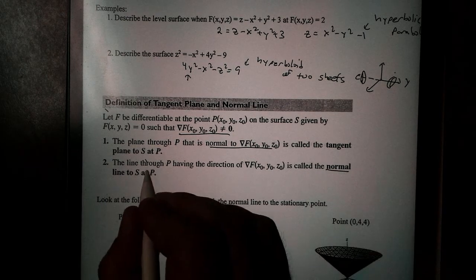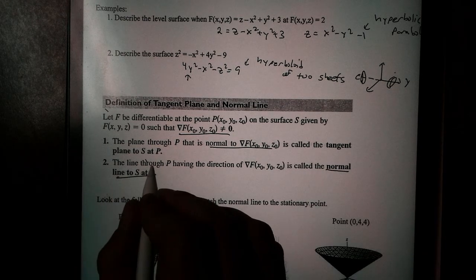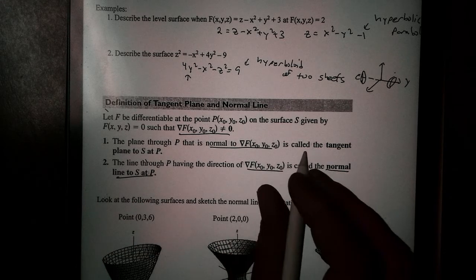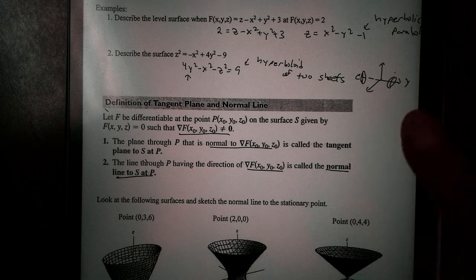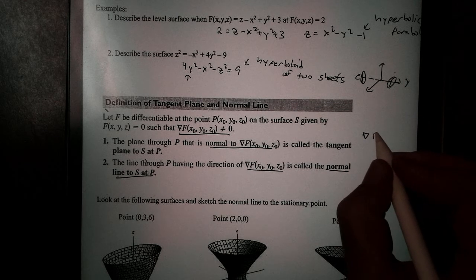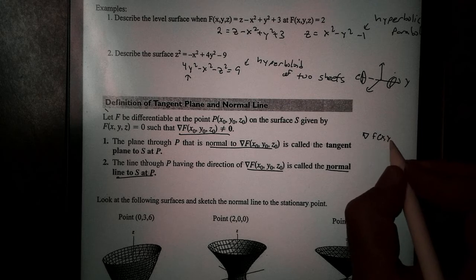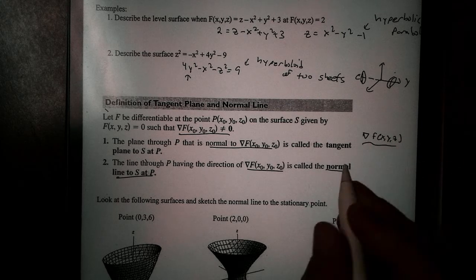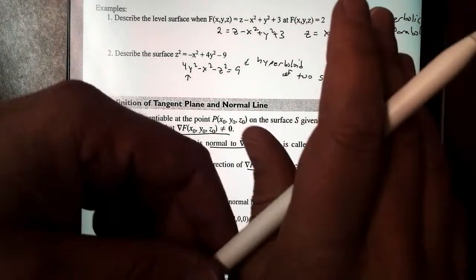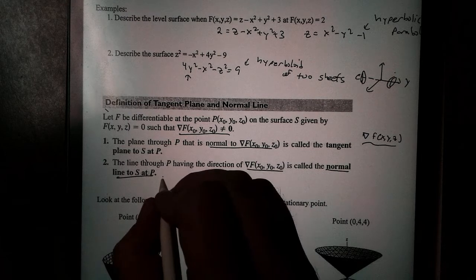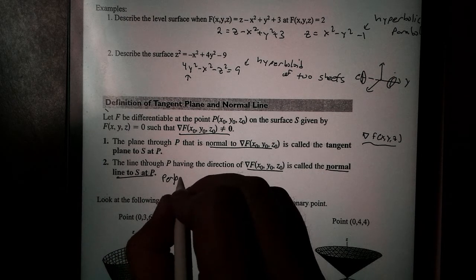Now this is a big one for us. This is what we're going to talk about. The line through the point P having the direction of the gradient is what's called the normal line. So let's think about what that means mathematically. This is telling us that the gradient of a surface gives us the direction perpendicular to the surface. This is going to be perpendicular to the surface.